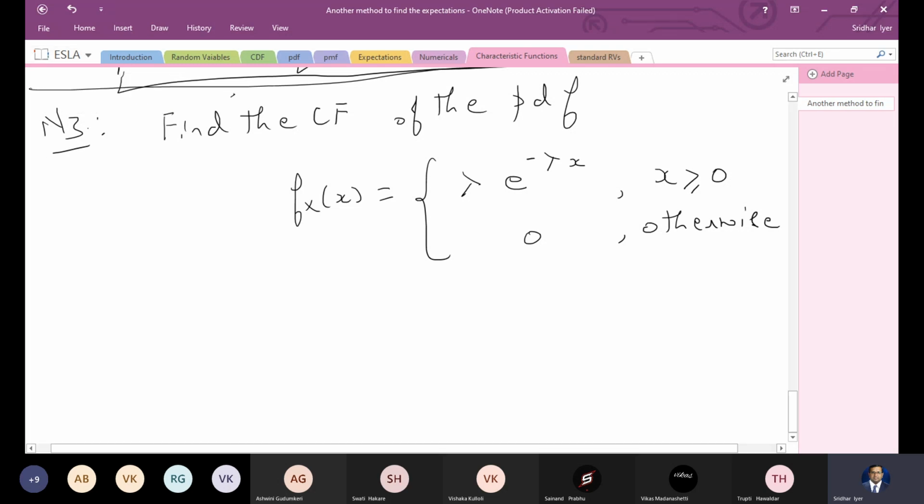So let's see how we can solve this equation. The PDF is given to us, which is lambda e raised to minus lambda x for x greater than or equal to 0. So let's see how we can solve this.